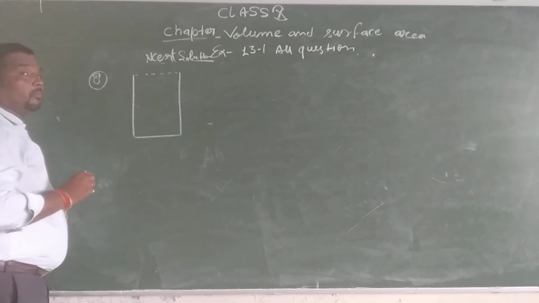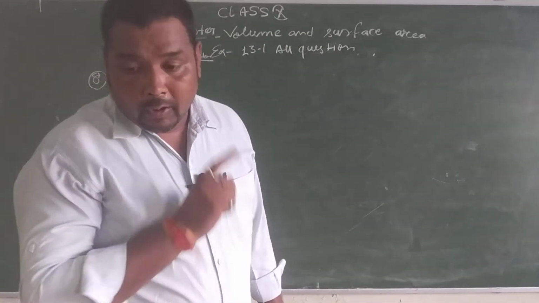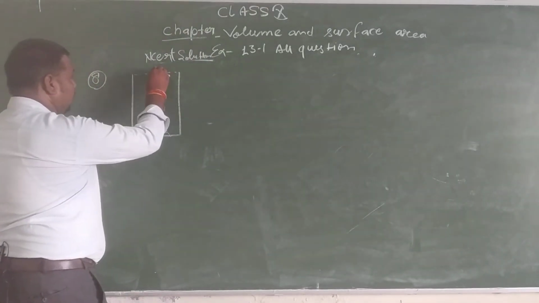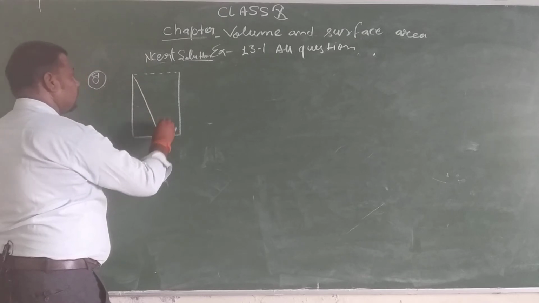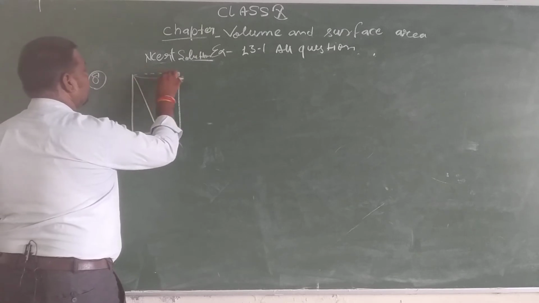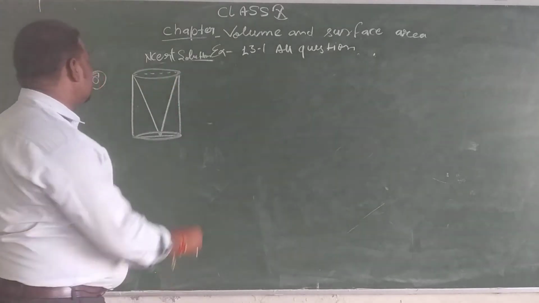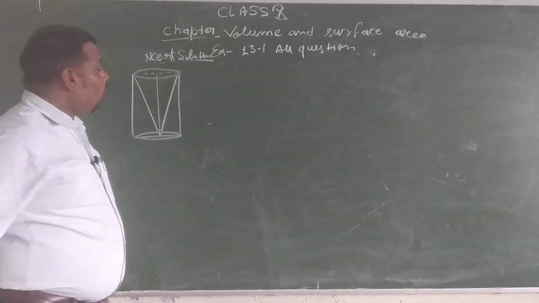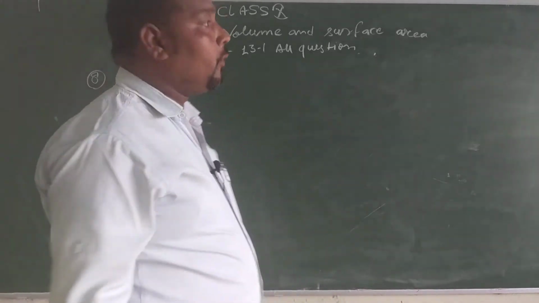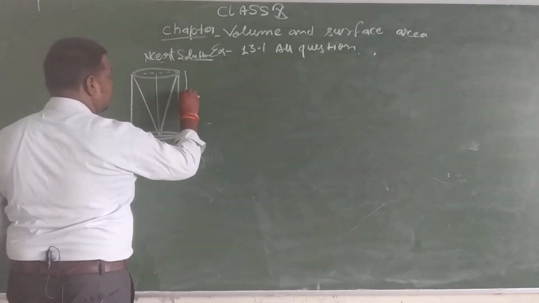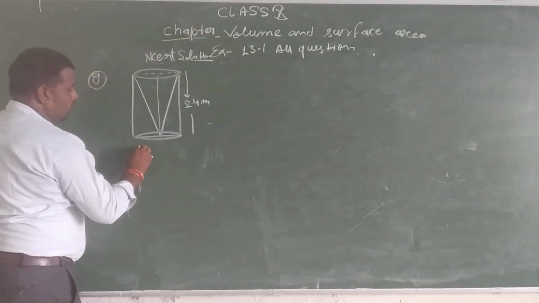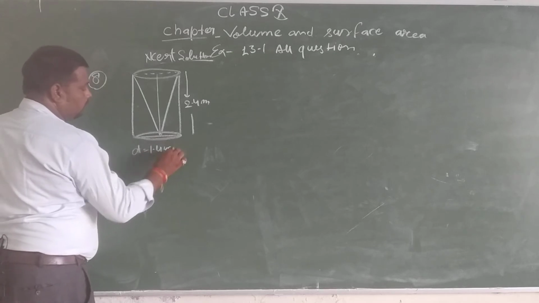a solid cylinder. Note that it is a solid cylinder, and a conical cavity is cut off with the same base and same height. This conical cavity is cut off. And you also know the measurements of the cylinder: the height is 2.4 meter and the diameter is 1.4 meter.